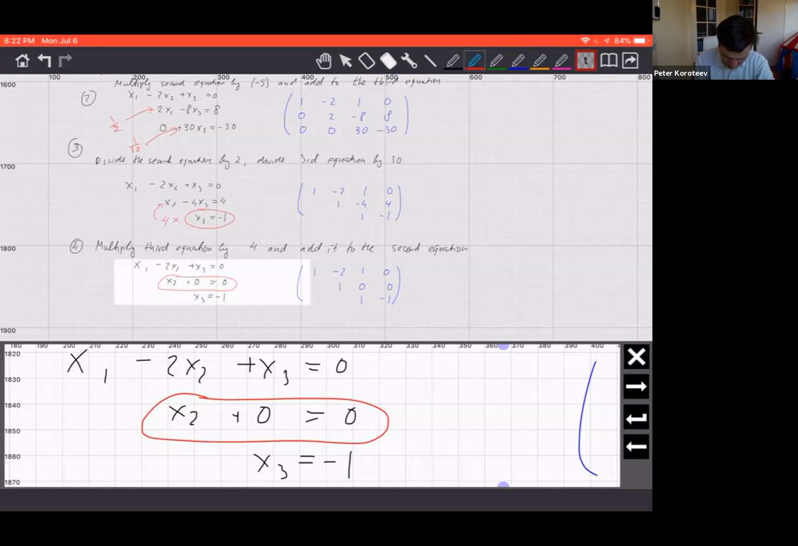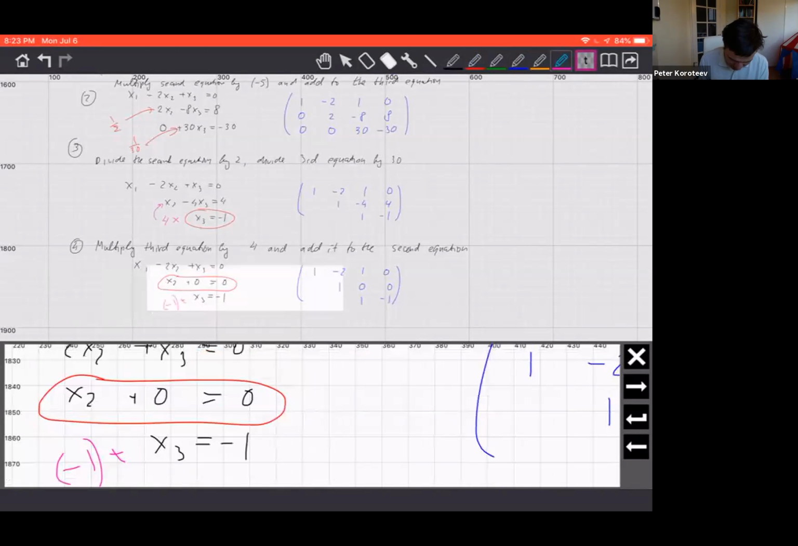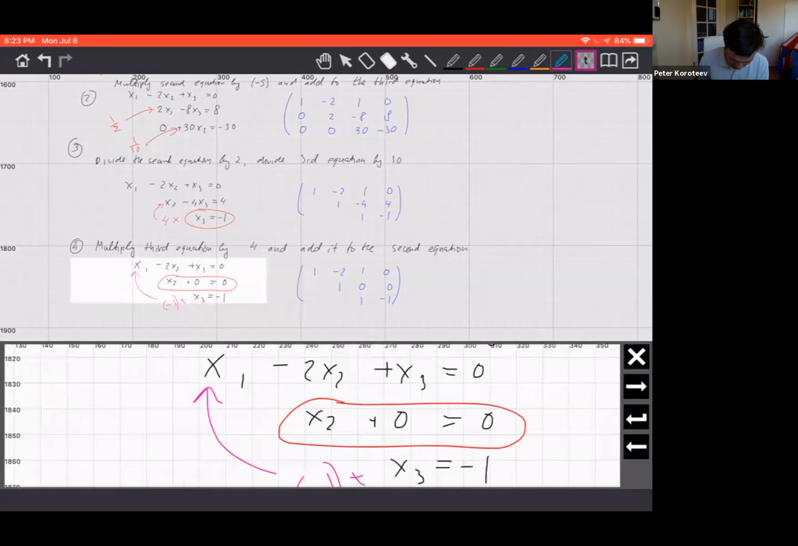So now we need to reduce the equation to the form where we have x1 equals something. How should we do this? Well, we need to do two things. We can multiply the third equation by minus 1 and add it to the first equation. That will take care of the x3 coefficient. And then we multiply the second equation by 2 and add it to the first equation. That will get rid of the x2 coefficient.